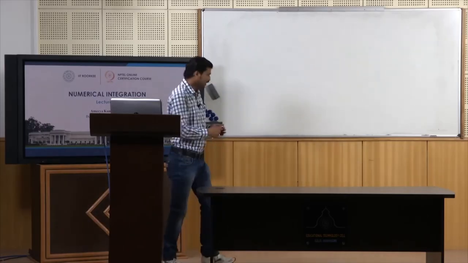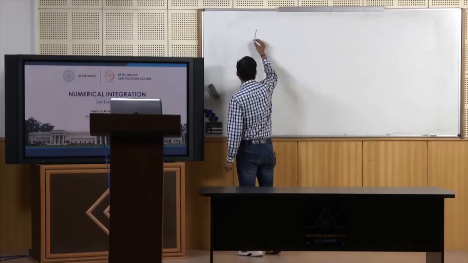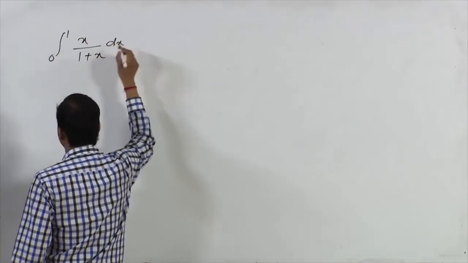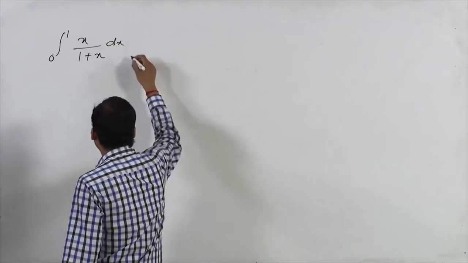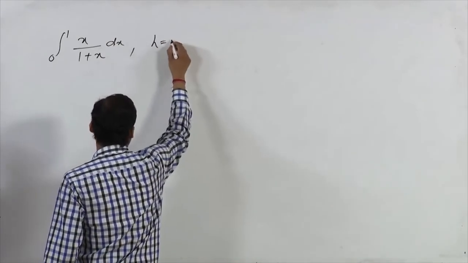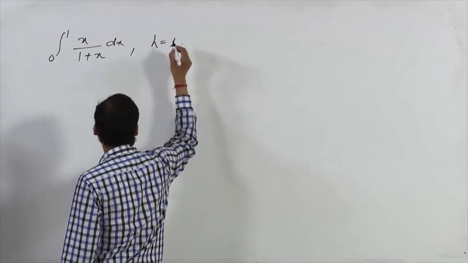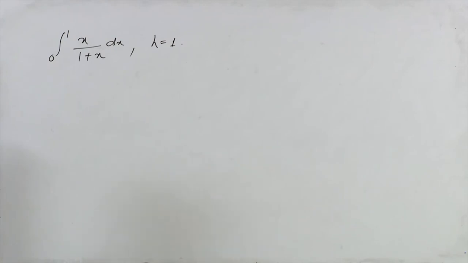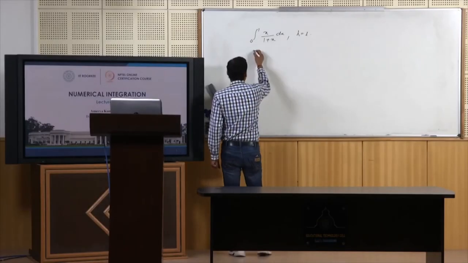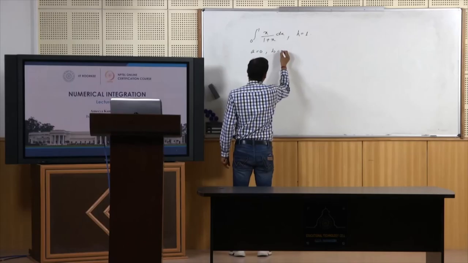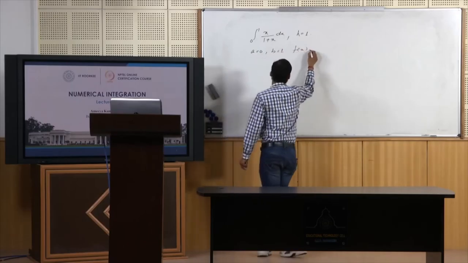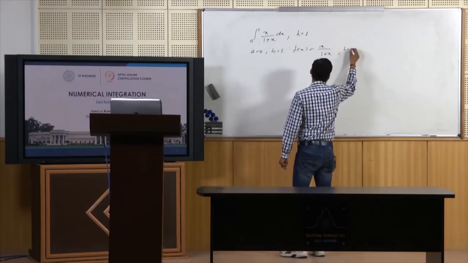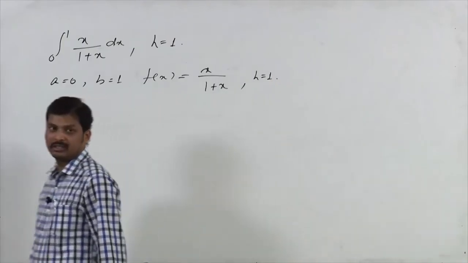Suppose this integration is asked, 0 to 1 of x by 1 plus x dx, and the step size given is 1. So, using the trapezoidal rule, solve this integral. Here a equals 0, b equals 1, f of x equals x by 1 plus x, and step size equals 1 means n equals 1.